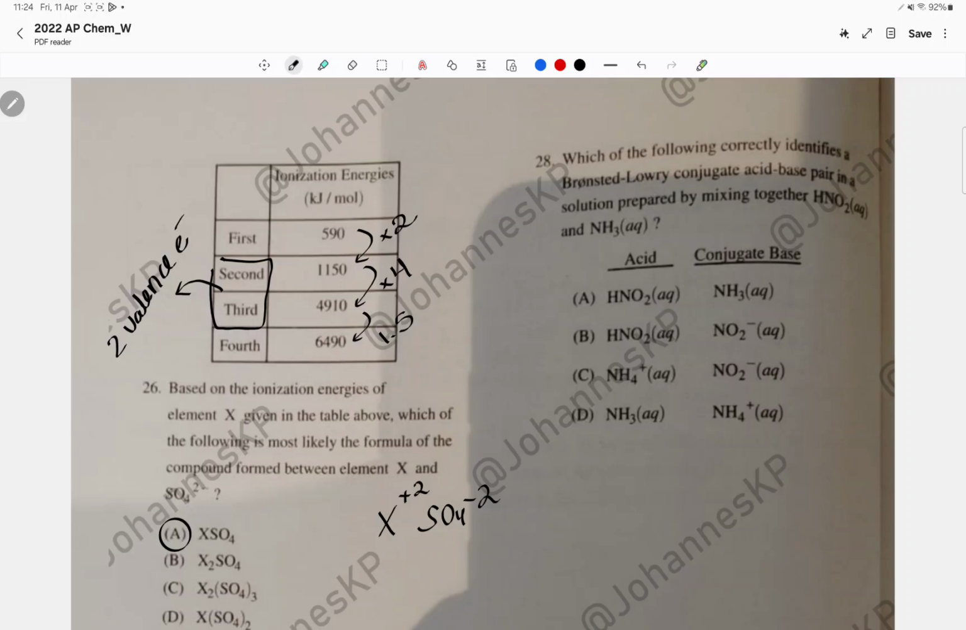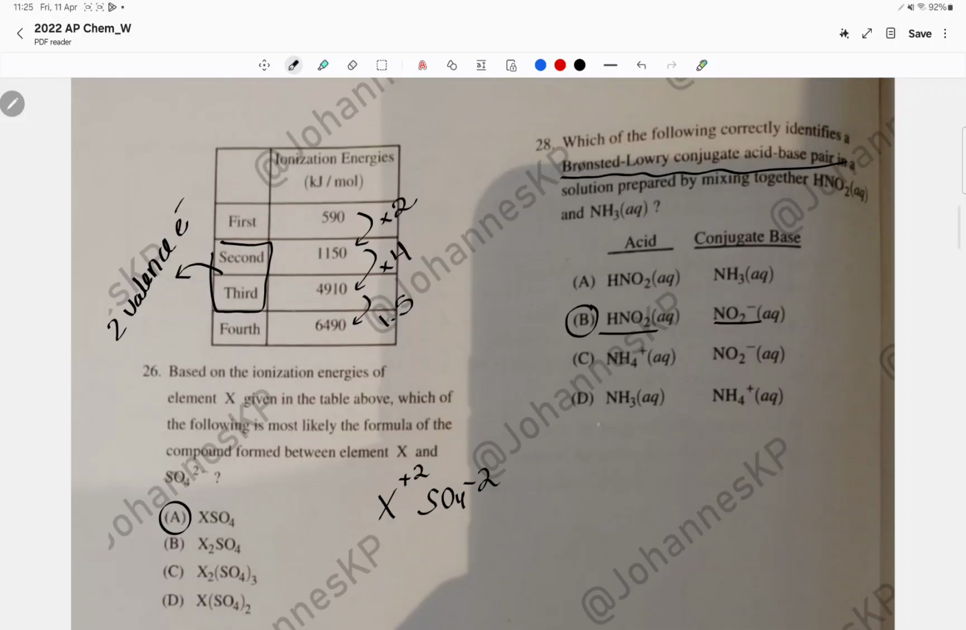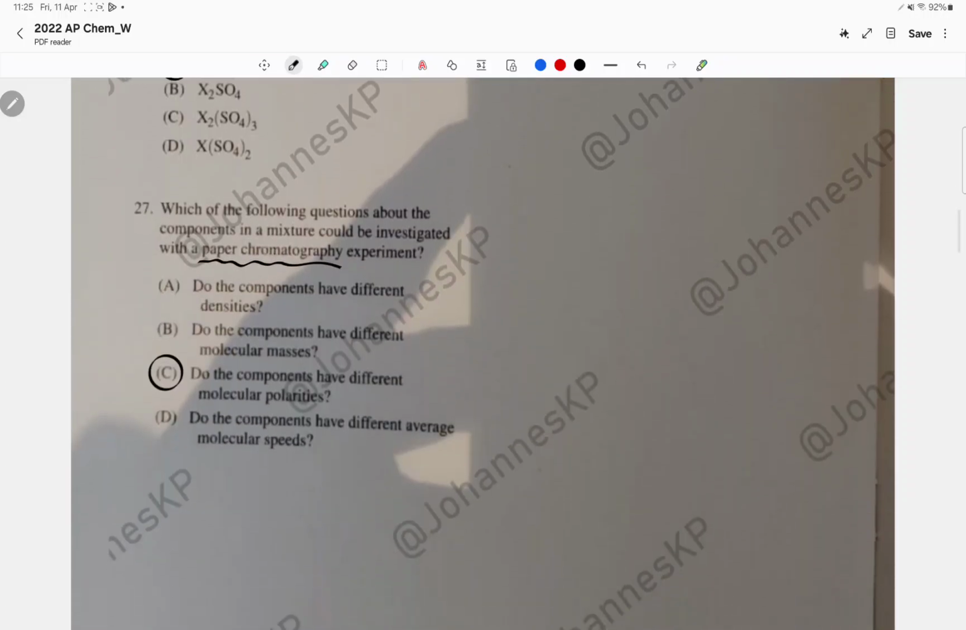No. So here we're looking for a Bronsted-Lowry conjugate acid base pair, and so you're looking for something with an H and then something without the H. So for example, B would be perfect because you have an acid and if you lost that, it becomes a conjugate base. So yeah. And of course, D is going to be wrong because ammonia is a base, not an acid. So it's not going to be choice D. Okay.